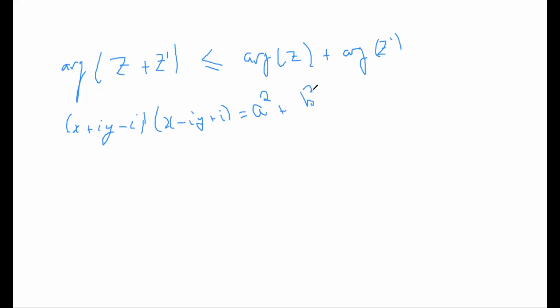The a square is the real part. What is the real part here? x, so x square, plus the imaginary part, which is y minus 1, square. Okay? And above, we expand normally. Easy, thank you.